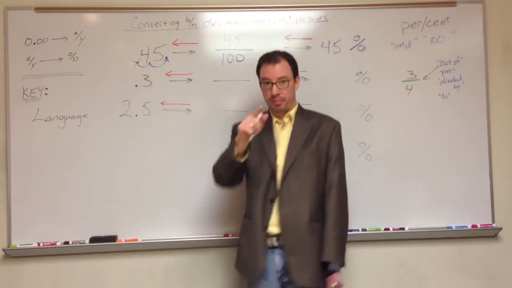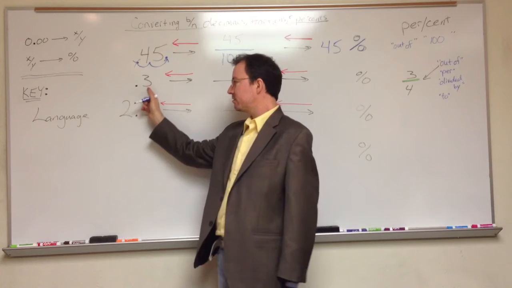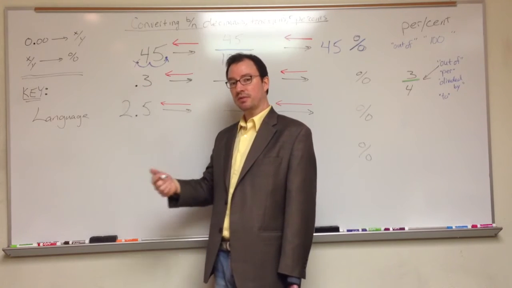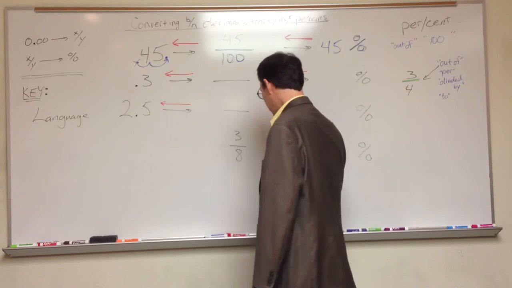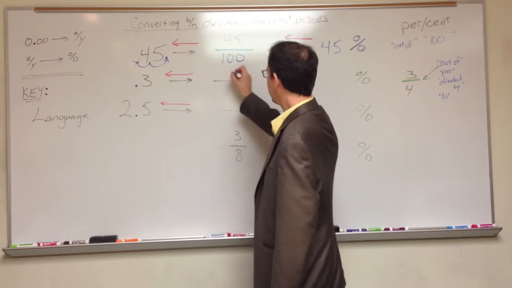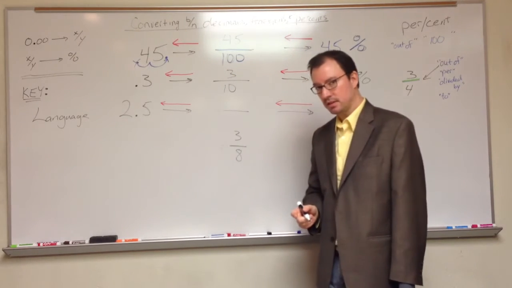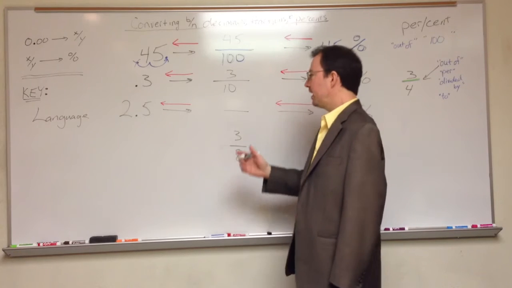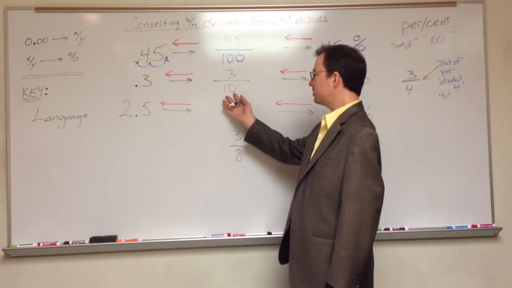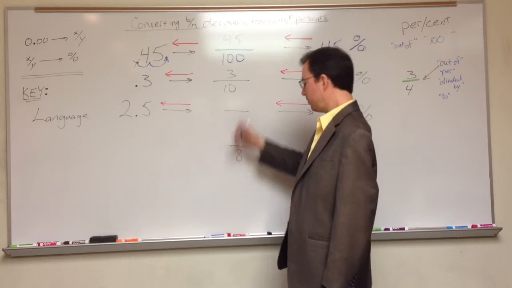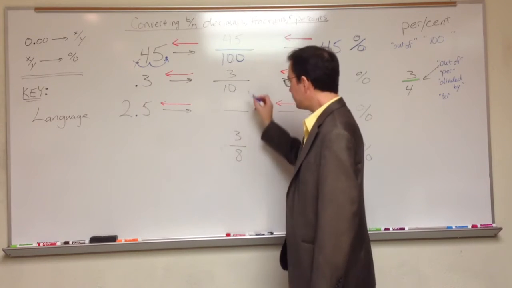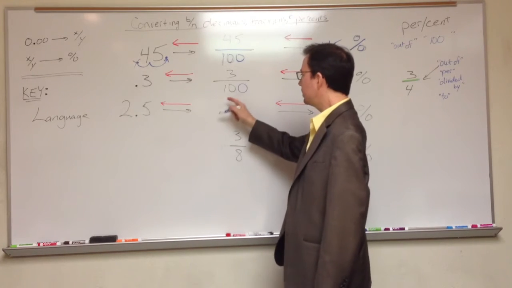0.3 is not 3, it's 3 what? 3 tenths. So we have 3 out of 10. So we just put it there. Now it's not out of 100, but there are some shortcuts here. If we needed to get this to 100, all we would have to do really is add a 0. We added a 0.